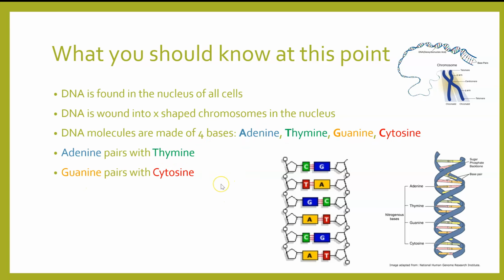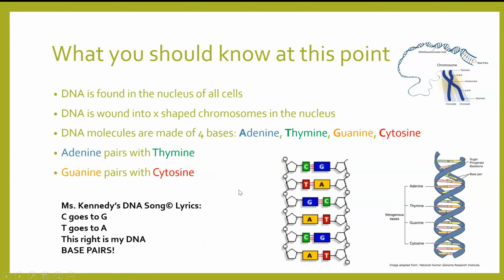So I have this little song I wrote myself to help you guys remember it, and if you were in class, I would make you sing it, but you're not, so you're just going to follow along with my song. So here's how it goes. C goes to G, T goes to A. This right here is my DNA, base pairs. So that's my song. You can sing it if you want. It does help you to remember it, I promise.